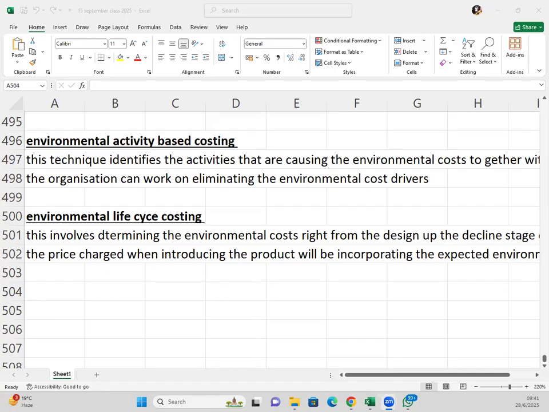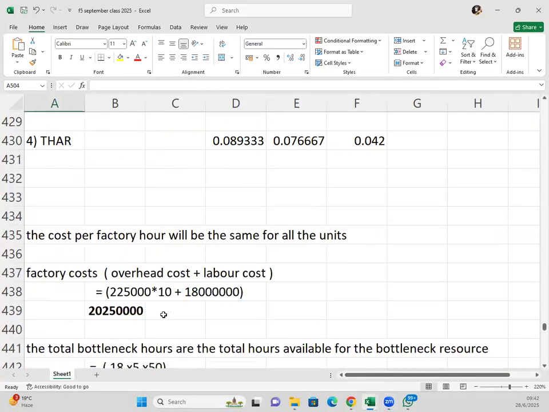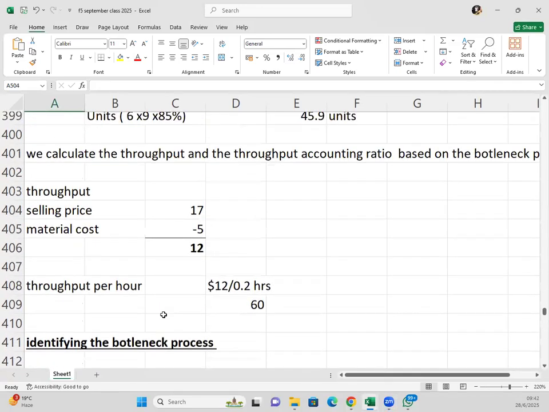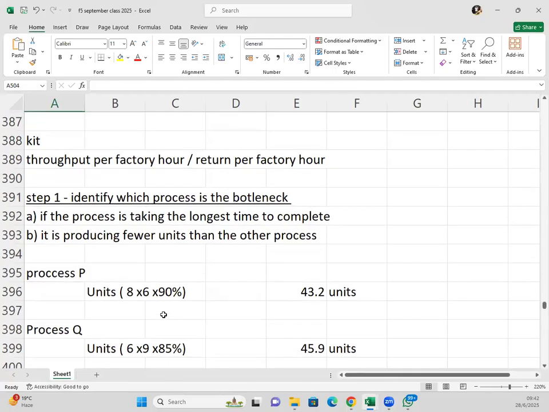Okay, let's now resume from where we left off in the last session. Let's have a quick recap of what we discussed in our previous lesson. We looked at throughput accounting, which is a technique applied in an organization that is using just in time. If we are dealing with throughput accounting, we are saying the organization is operating in a just-in-time environment.